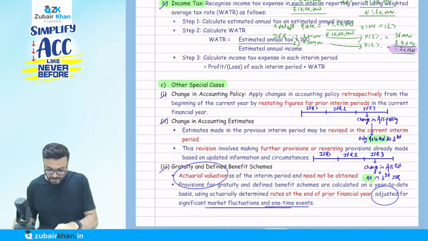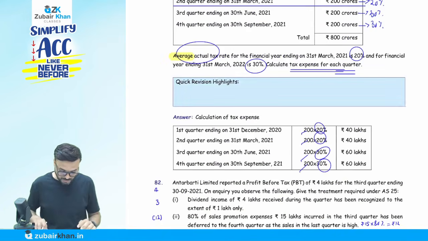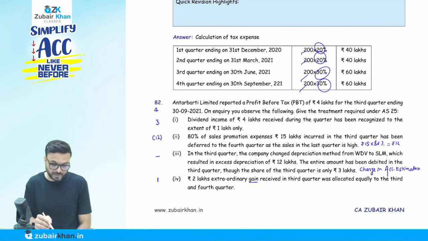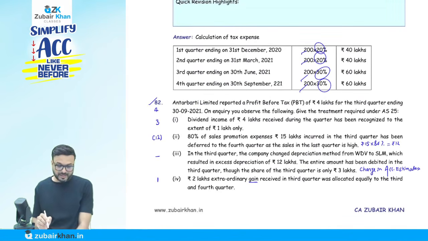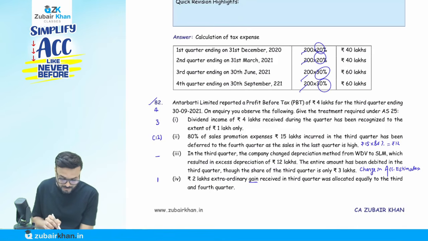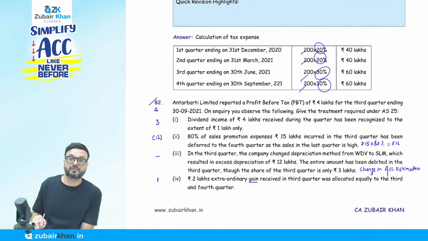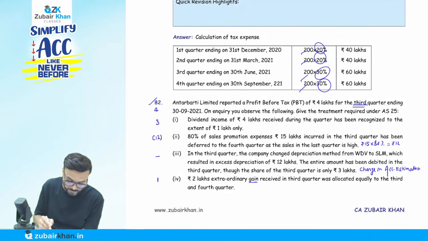Okay. Now come to Super 100 questions. Now come to question number 82. Very important from the examination point of view. What it says here: Antarvarti Limited reported net profit before tax of rupees 4 lakh for the third quarter. How much profit do they have for the third quarter? They have a profit of how much? 4 lakh. So I have written 4 lakh here.